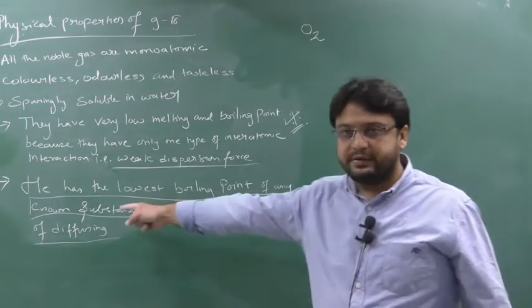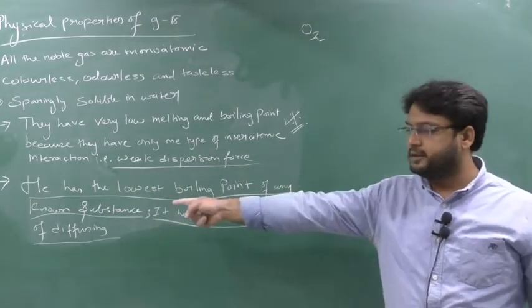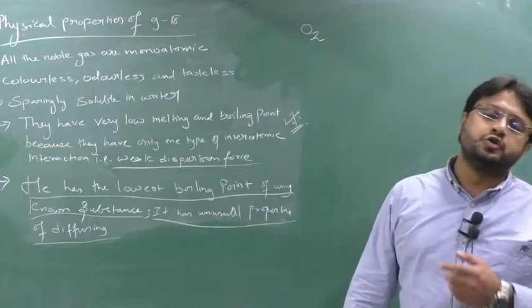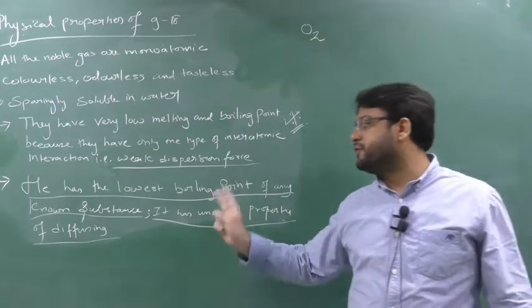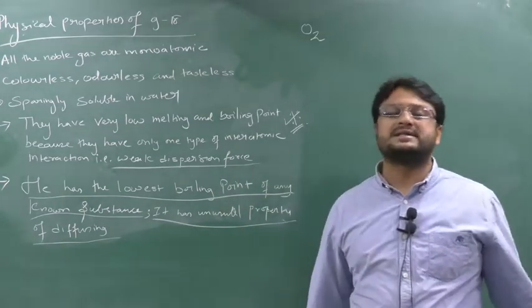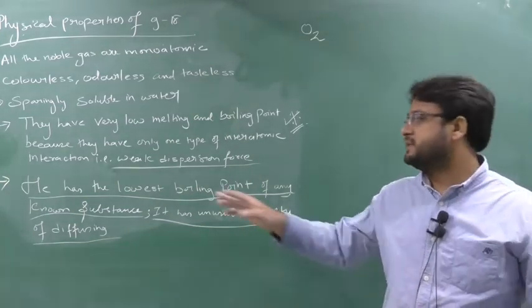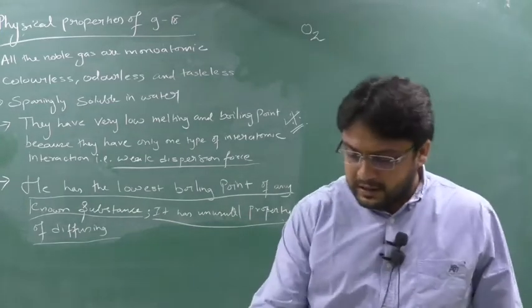Helium is the only element which has the lowest melting point of any known substance. Due to this reason, it also has one unusual property of diffusing. It can diffuse through plastic, rubber or glass apparatus. This is the unusual property of helium.